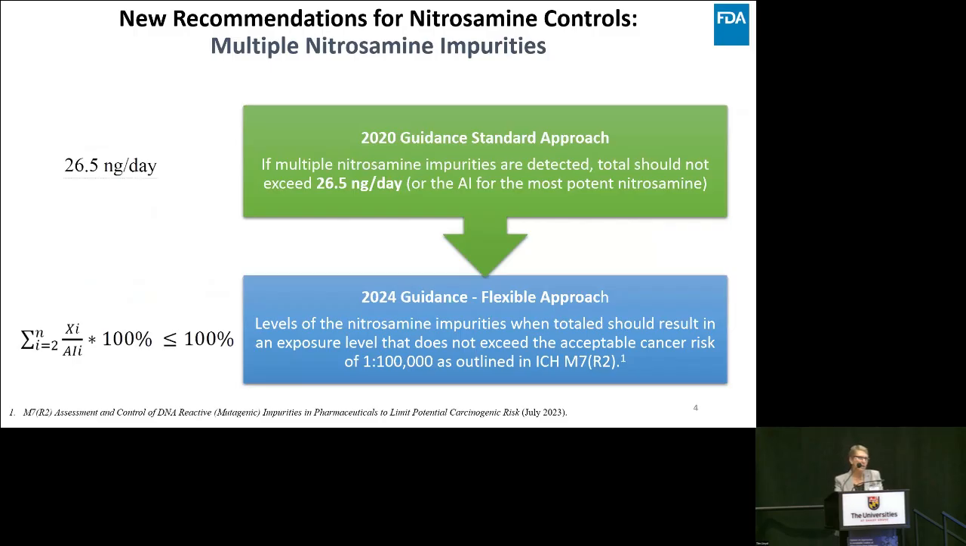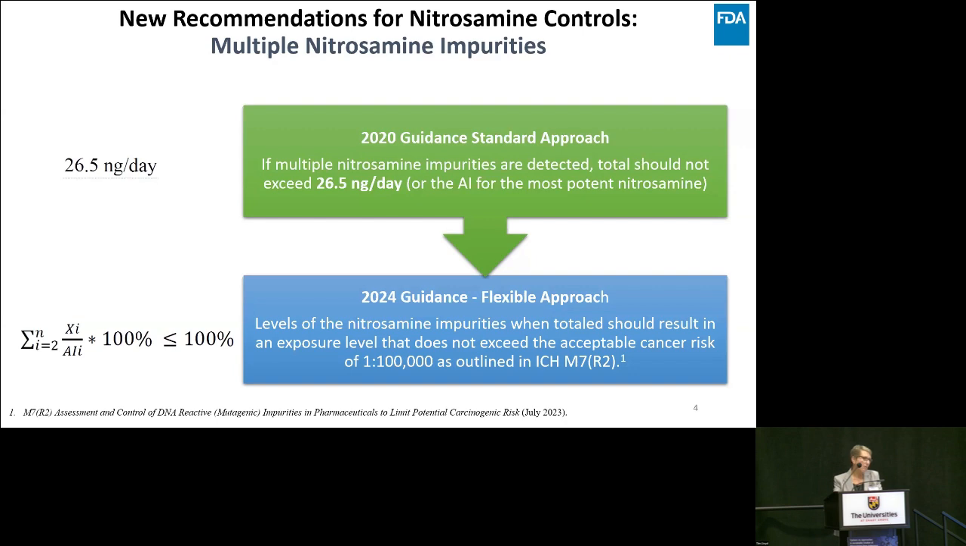The first of those was described in great detail by Dan Berger yesterday, and that's how to set a total nitrosamine impurity limit when you have multiple nitrosamines present. Now, the 2020 guidance gave a very strict limit if multiple nitrosamines were present. It said that if you have multiple nitrosamines, the total limit should be based on the most potent of those nitrosamines. And that often resulted in the total nitrosamine limit being 26.5 nanograms per day. We heard from industry that's very hard to meet.